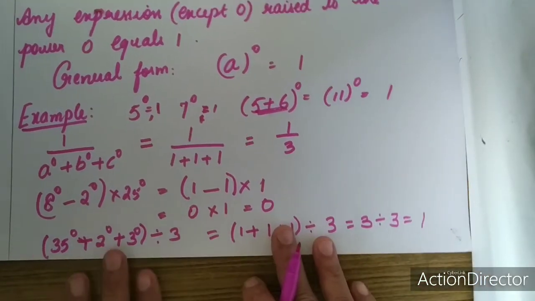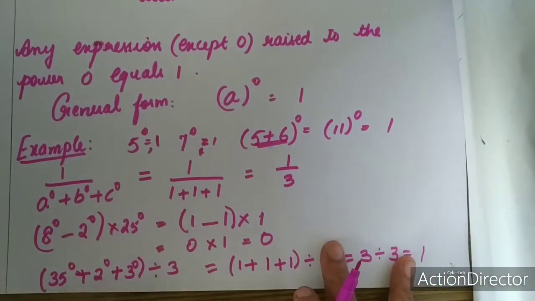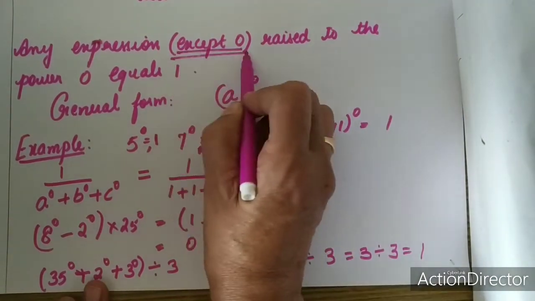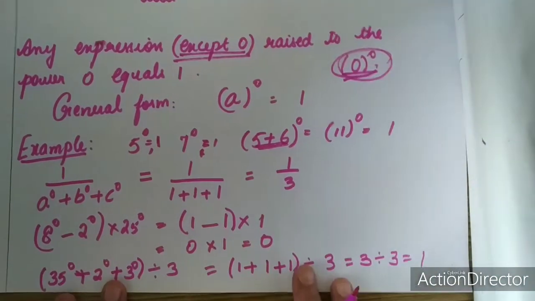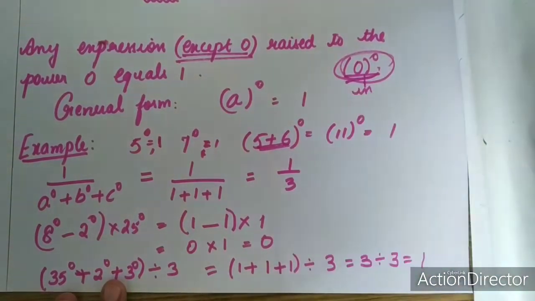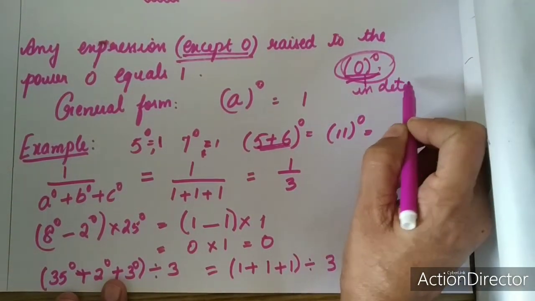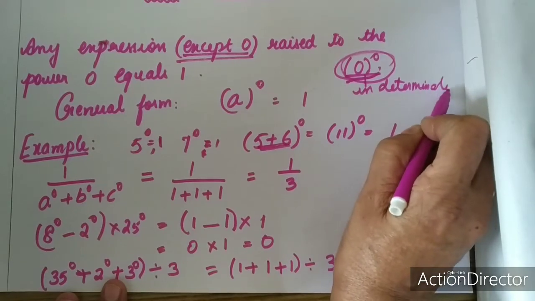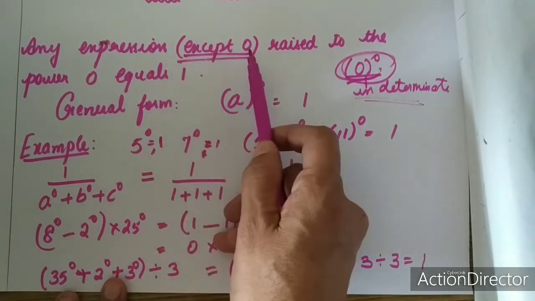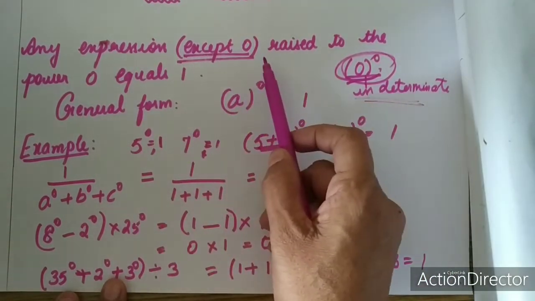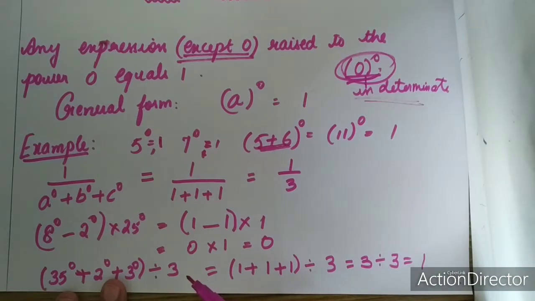So this fact you have to remember: any expression except 0 raised to the power of 0 is equal to 1. We cannot have 0 to the power of 0, because this is called an indeterminate form. You learn this in higher classes, but for now you should not use 0 power 0. 0 power 0 is called indeterminate. So except 0 is given over here. Any expression except 0 raised to the power of 0 is equal to 1. Hope you have understood these sums related to 0 exponents.